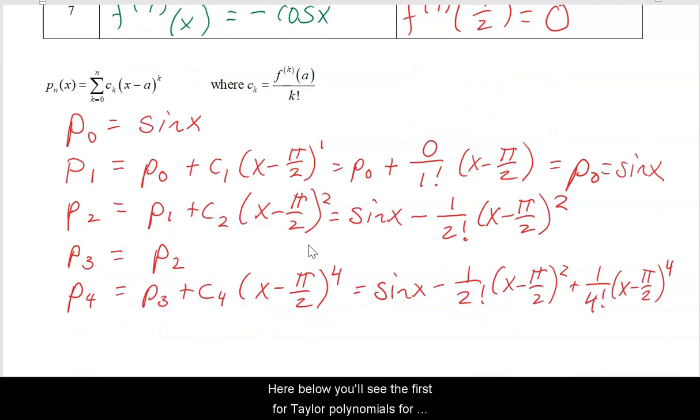Here below, you'll see the first 4 Taylor polynomials for sine of x centered at pi over 2. That means that these polynomials are decent approximations to the sine function, provided you're close to the value pi divided by 2, which is about 1.57. The zeroth polynomial is just the function we started with, which is sine x. Again, it does fit the pattern since the zeroth derivative at pi over 2 is 1 and 0 factorial is 1 and x minus pi over 2 to the zeroth is 1, I do end up with sine of x.